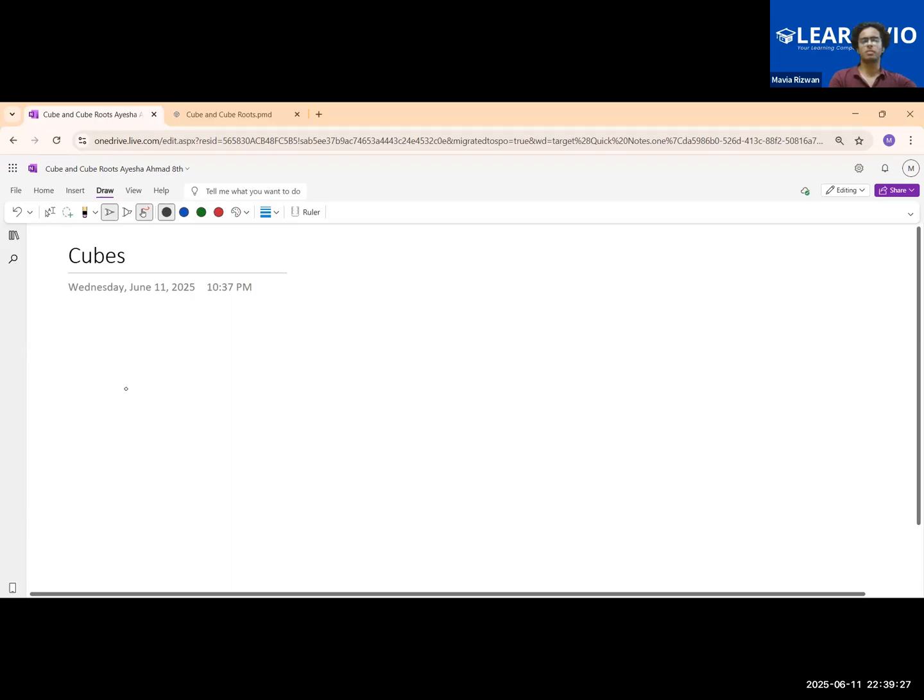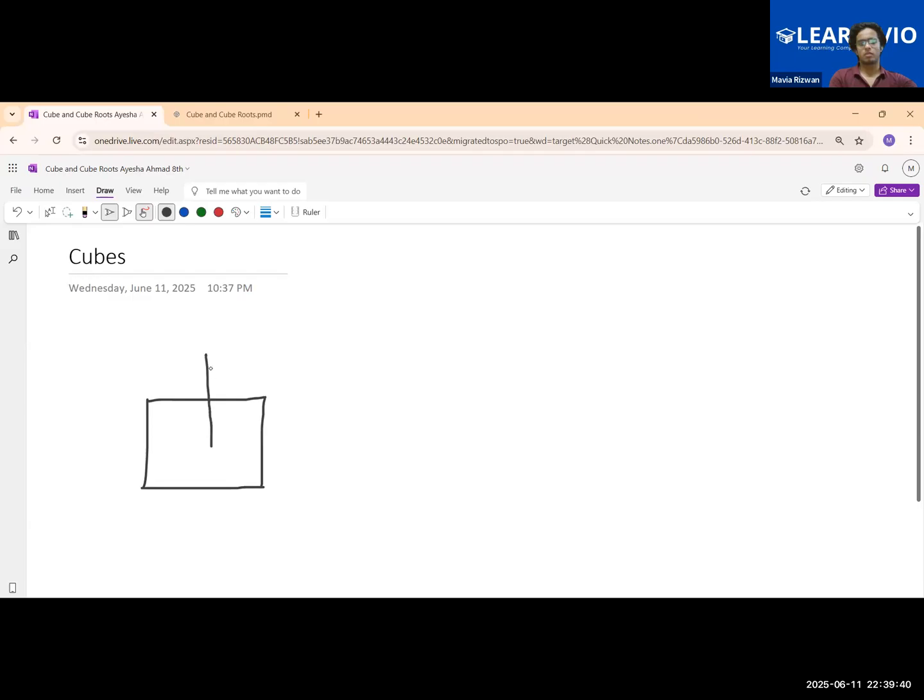So suppose I have a figure like this. Ayesha, what is this? This is the cube or this is a 3D square. 3D square we can say. Okay, 3D square, and this is actually a cube. Now a cube has 6 faces.